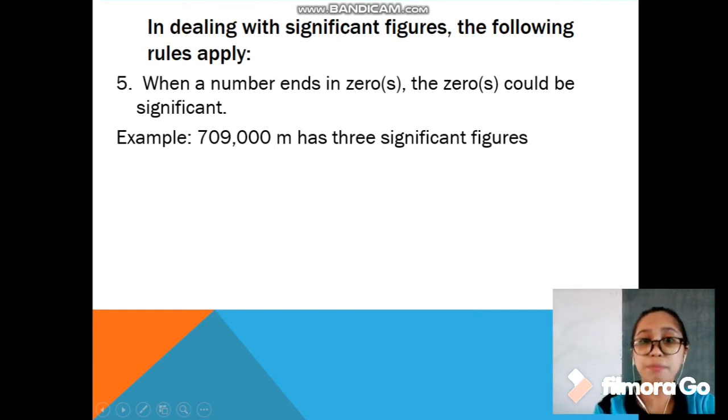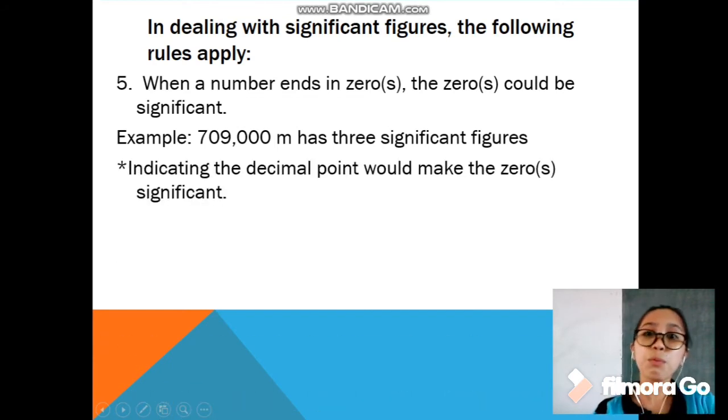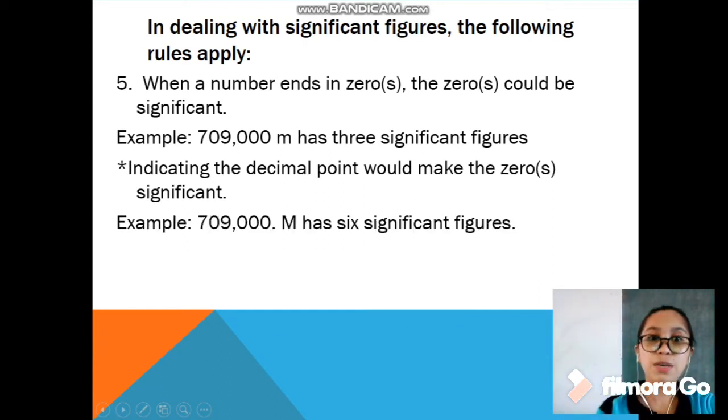The 7, 0, 9. Indicating the decimal point would make the zero significant if there is a decimal point at the end of the zeros. It makes it significant. Okay? So there are 6 significant figures.